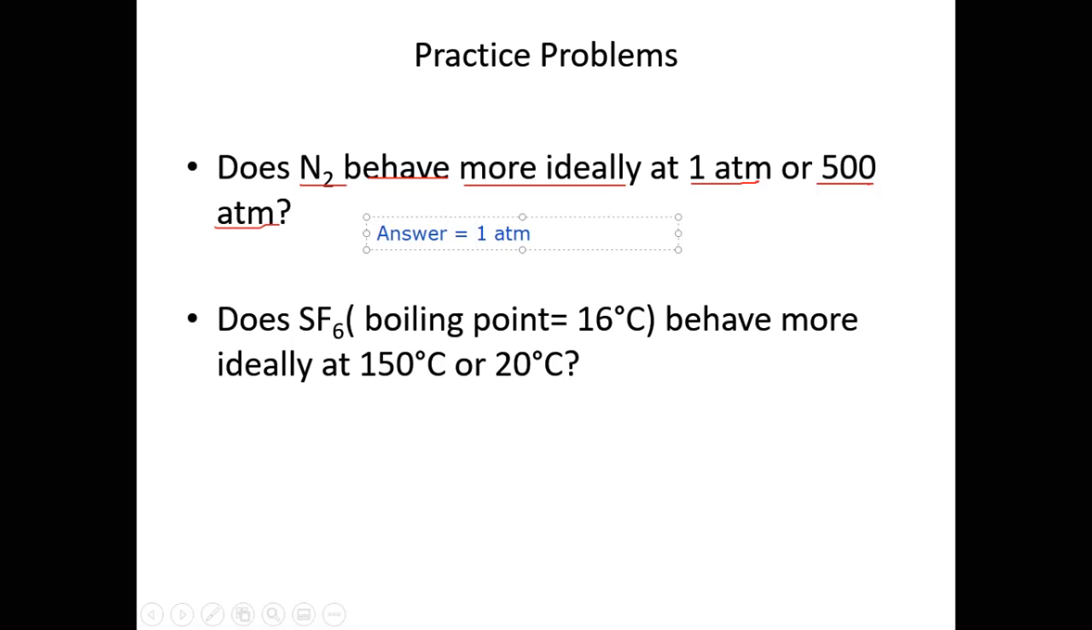Now we go to the second example. It tells us the boiling point of sulfur hexafluoride is 16 degrees Celsius. Would it behave more ideally at 150 degrees Celsius or 20 degrees Celsius? And the answer is 150 degrees Celsius because it's a higher temperature, further from the boiling point. So the higher the temperature, the more ideal the gas behaves.